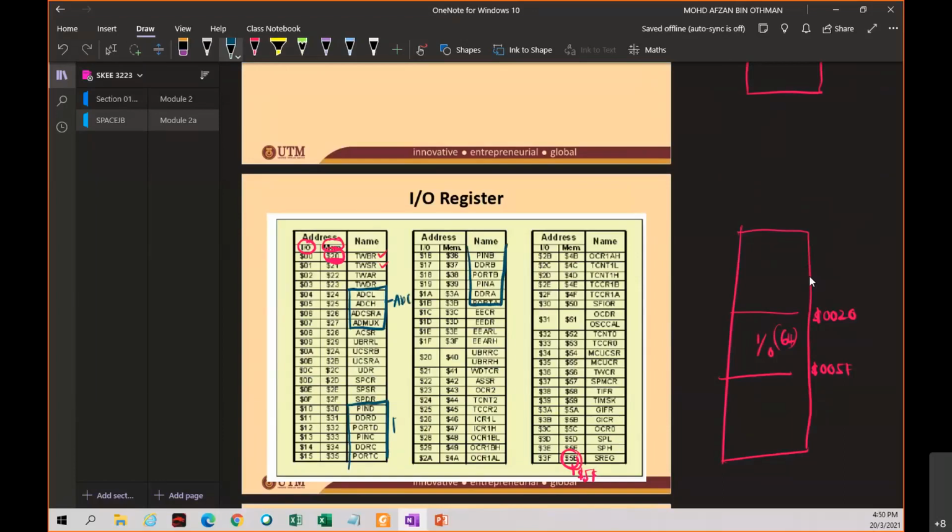So these are our I/O ports. Okay, these are our I/O ports. This is where their locations are. And then next is this one, starting from here until here. Okay, so this is for the timer registers.